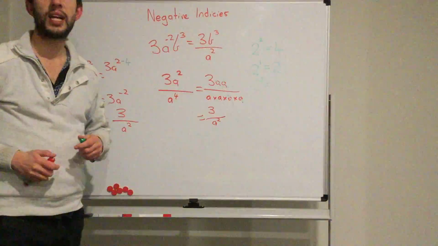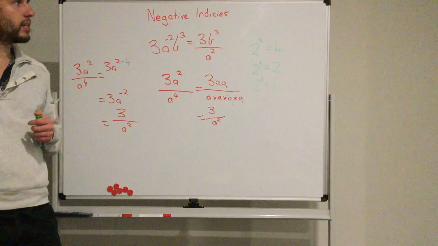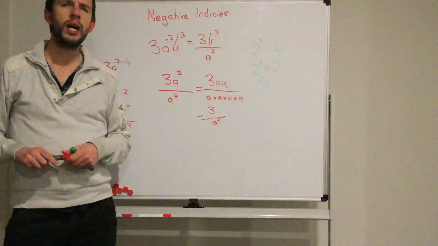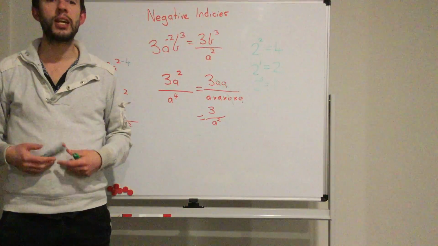So I just wanted to do it a couple of ways, just so you get a sense of what is a negative indice. I really hope that helps you understand negative indices.